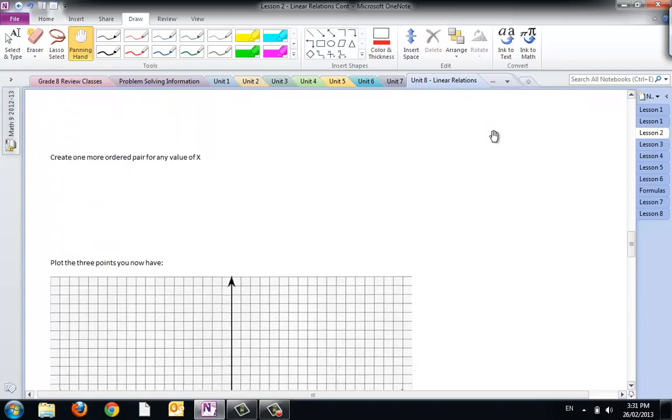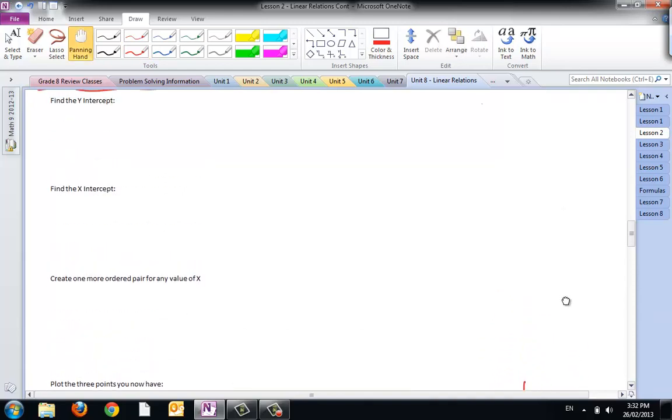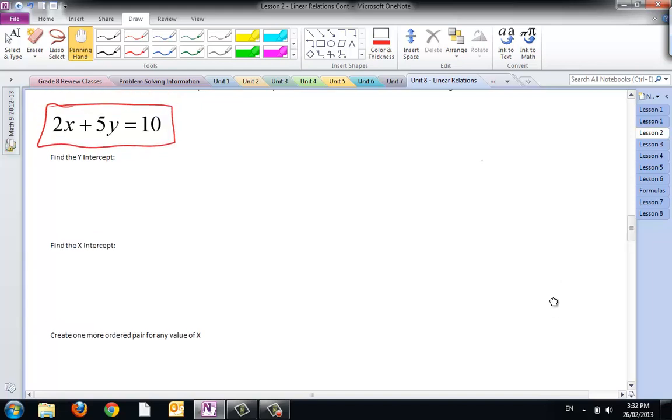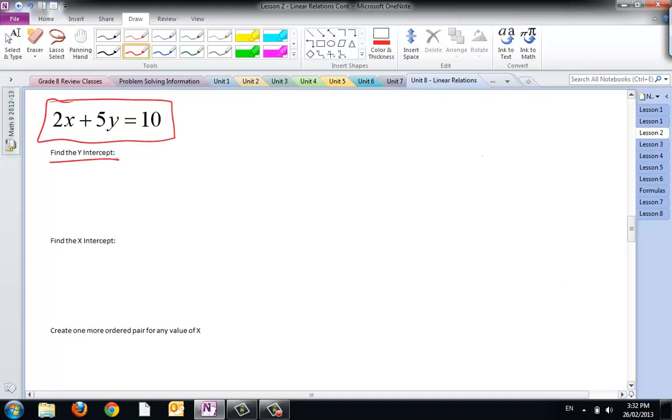First off, I'm just going to go down here to my grid, and this is where I'm going to plot it in just a minute. And I'm going to make up my little table of values. My table of values are going to come from these three things: the y-intercept, the x-intercept, and one more point.